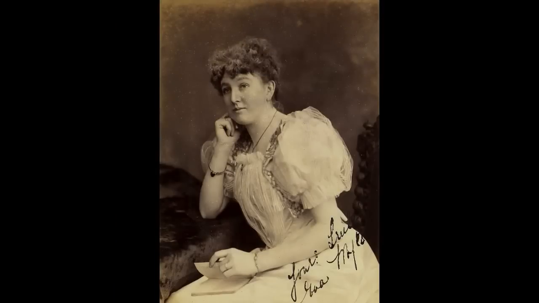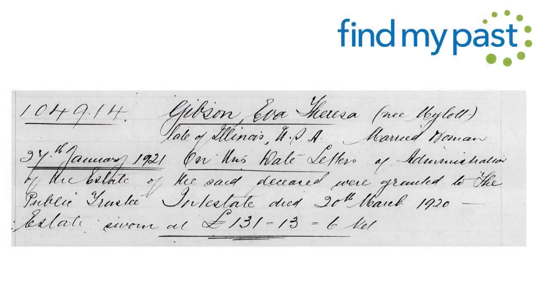Now, Eva was a well-known opera singer and protege of Dame Nellie Melba. Eva died on the 20th of March 1920, aged 44, after slipping in the shower and injuring her neck. Eva was a resident of Chicago, Illinois in the US, and she's a perfect example of someone you may find in this record collection who was not living within the country.